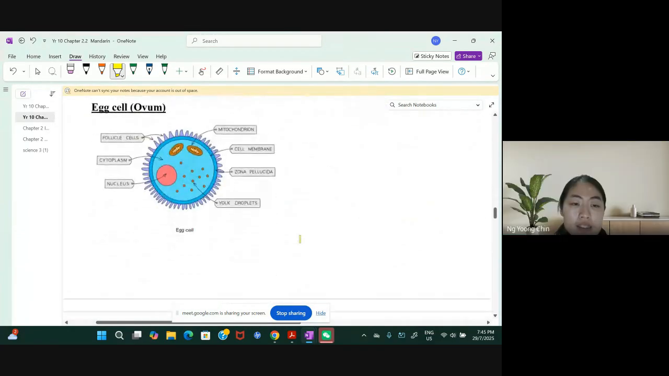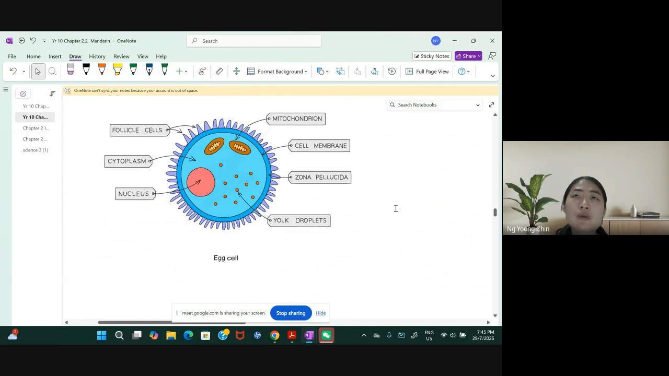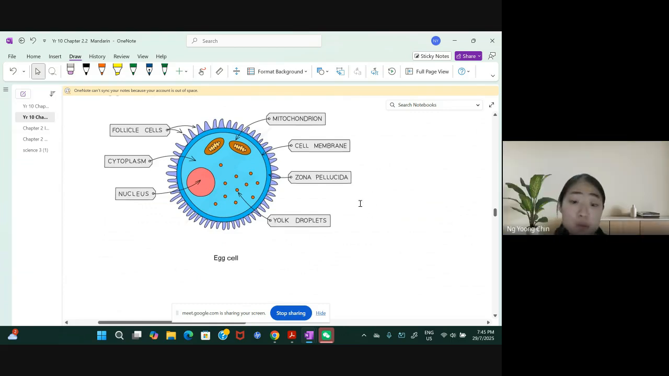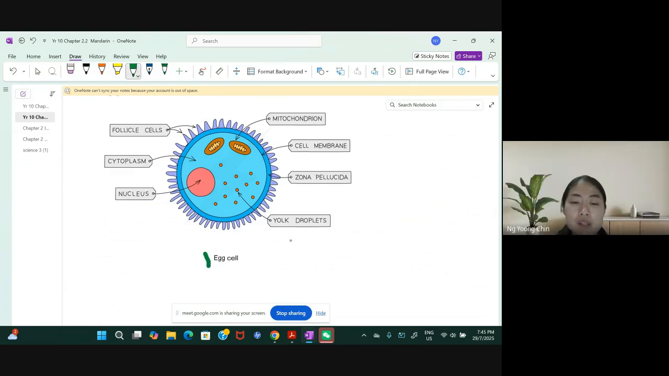Okay, now we talk about the egg cell. The egg cell is something like this. Actually, the size of the egg cell is much larger than the sperm cell. It's super large, okay? If you want to produce a zygote, you have a lot of sperm cells, but you require only one egg cell. Just one egg cell can fertilize with one sperm cell, but there will be a lot of sperm approaching one egg cell.